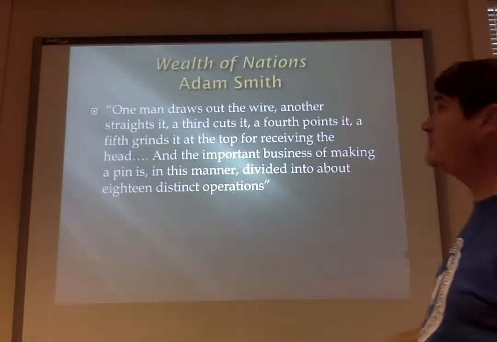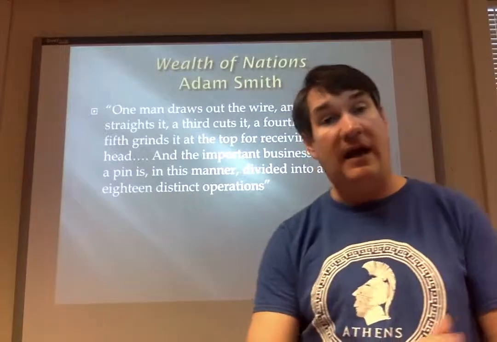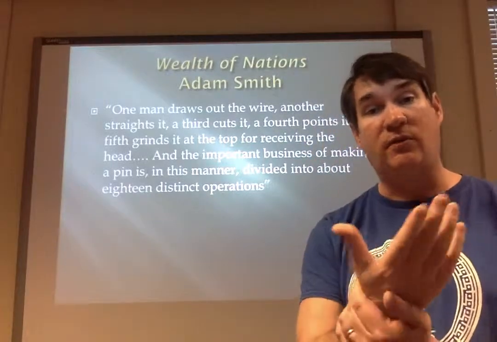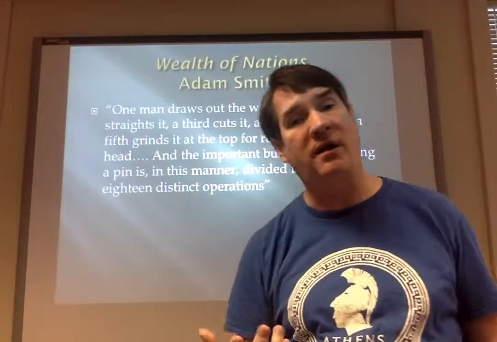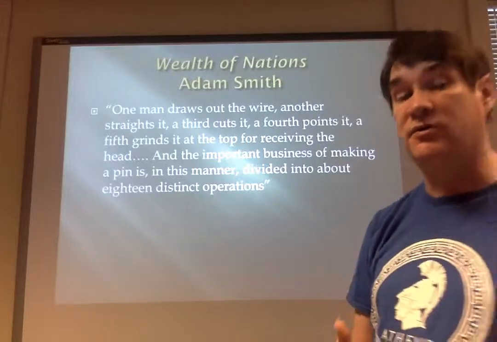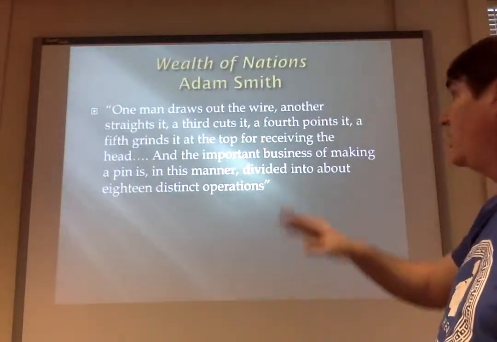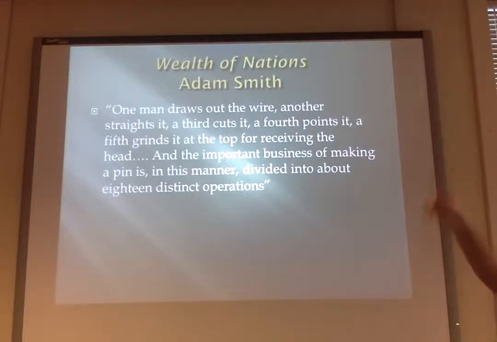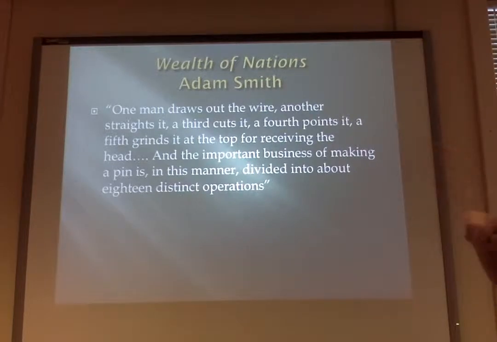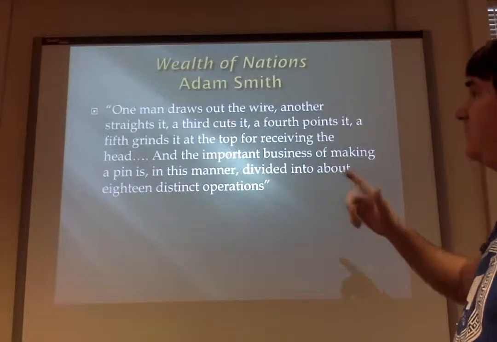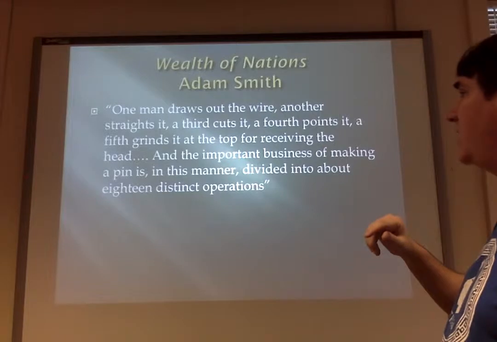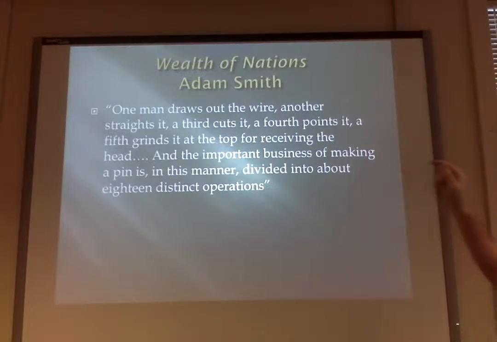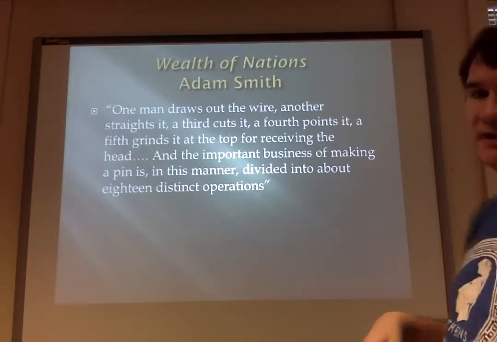So we talked about Adam Smith when we talked about the Enlightenment. Adam Smith is the economist, right? He wrote the book, The Wealth of Nations, and he also commented on the idea of early industrialization. Here's what he said in his book. One man draws out the wire, another straights it, a third cuts it, a fourth points it, a fifth grinds it at the top for receiving the head, and the important business of making a pen is, in this matter, divided into about 18 distinct operations.